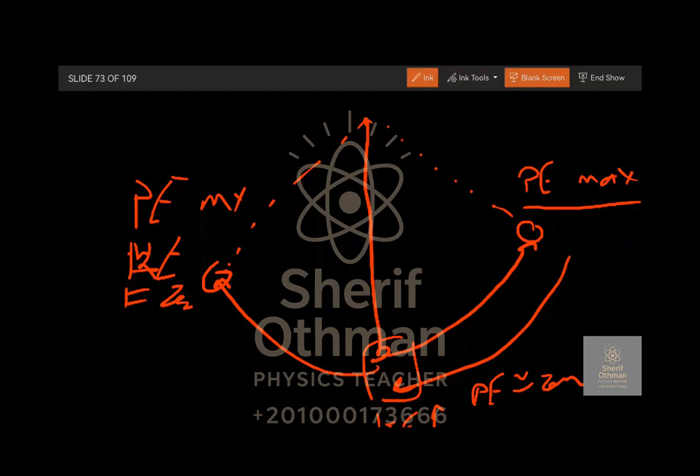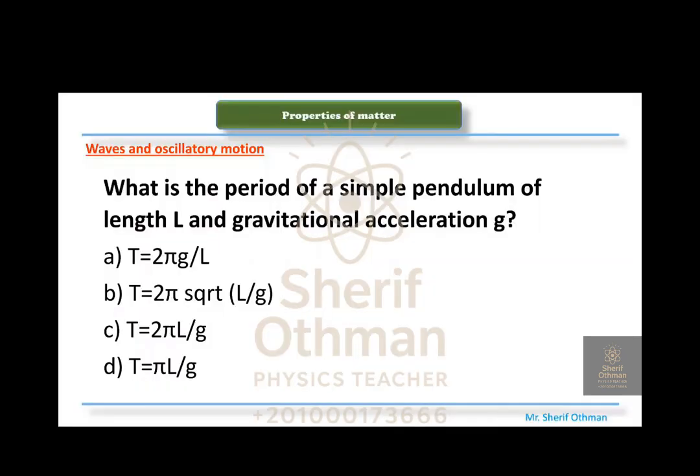The pendulum stops moving and changes its direction, returning back to the original point. What is the period of a simple pendulum of length L and gravitational acceleration g? 2 pi square root of L over g.